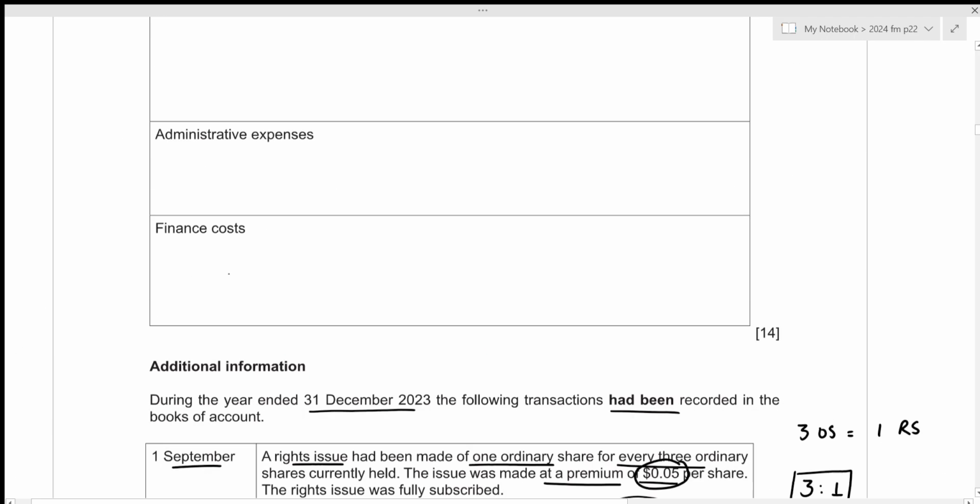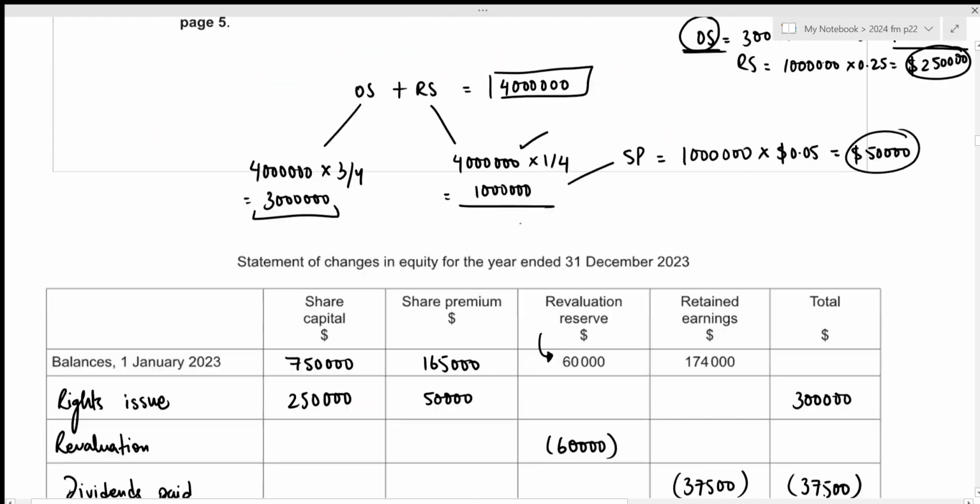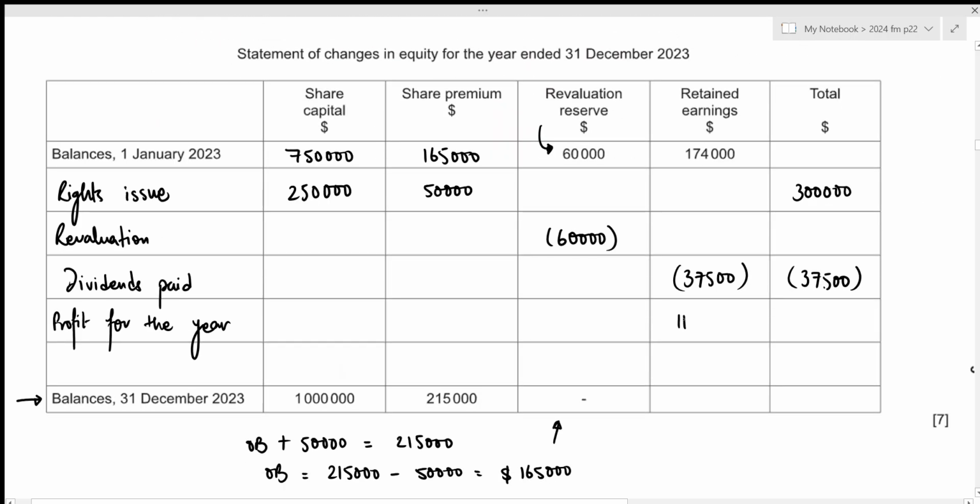We just calculated the profit for the year in the first part to be 117,200, and we always add the profit for the year to our retained earnings. So again, 117,200.